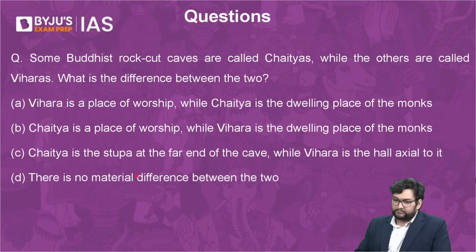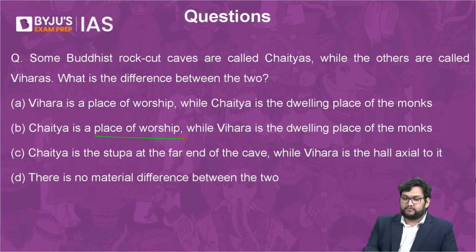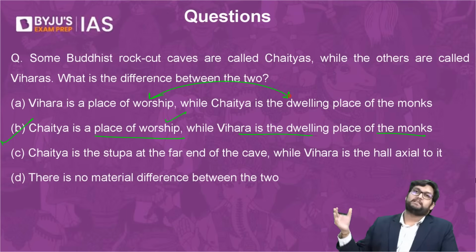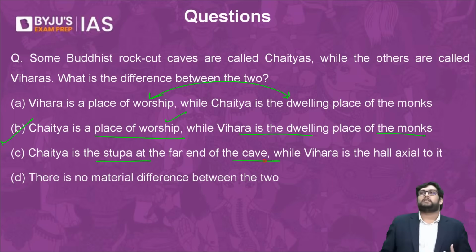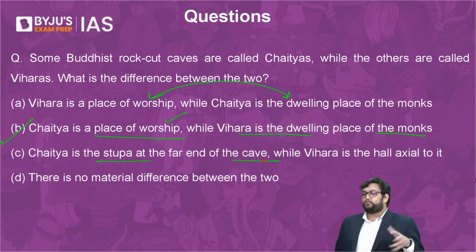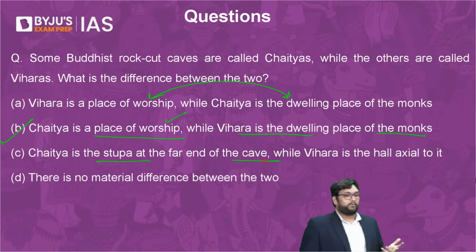Chaitya is a place of worship. Vihara is a place where monks live. Yes, correct. This is the opposite of it. I told you Chaitya is a hall where they worship and Vihara is where they live. This is actually a dumb option. The person did not have anything to write. That is why he gave the C option.